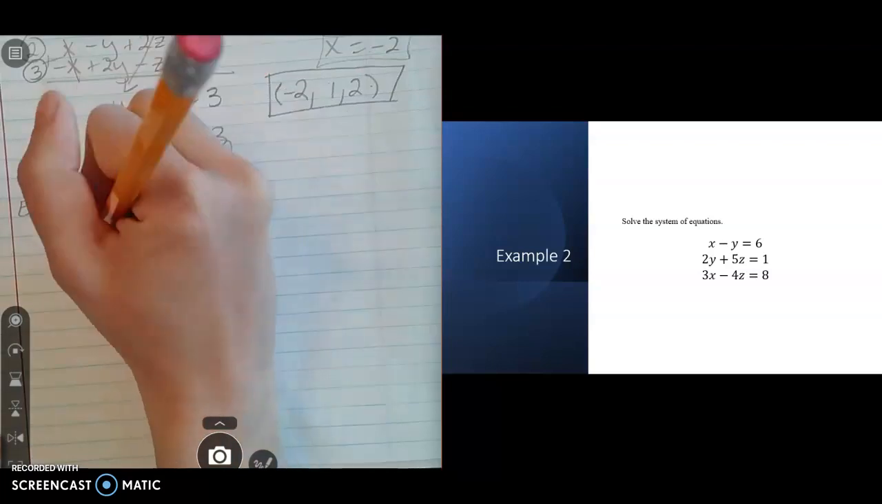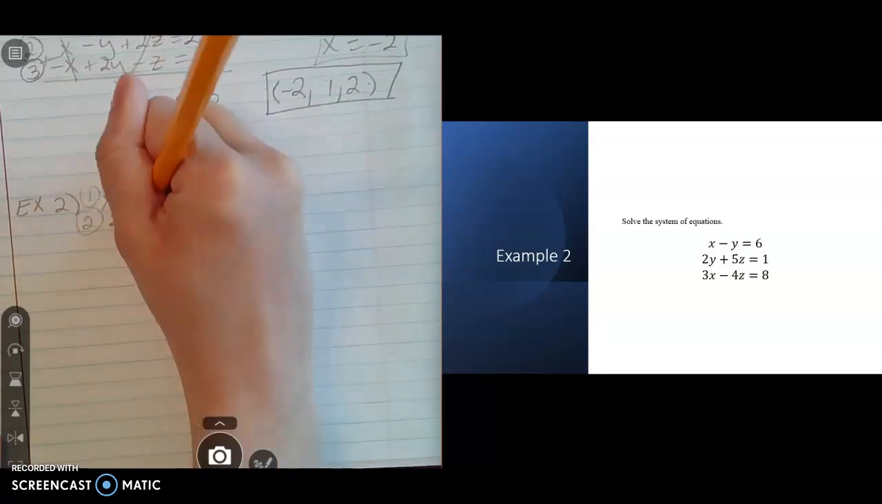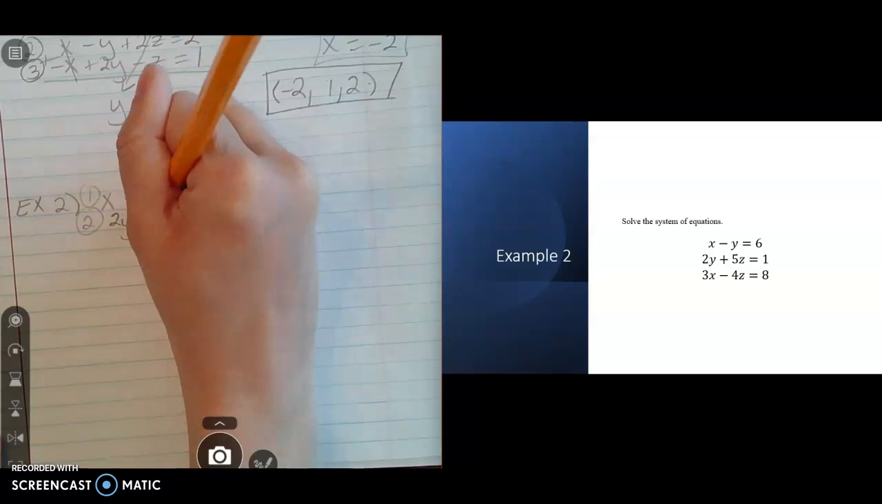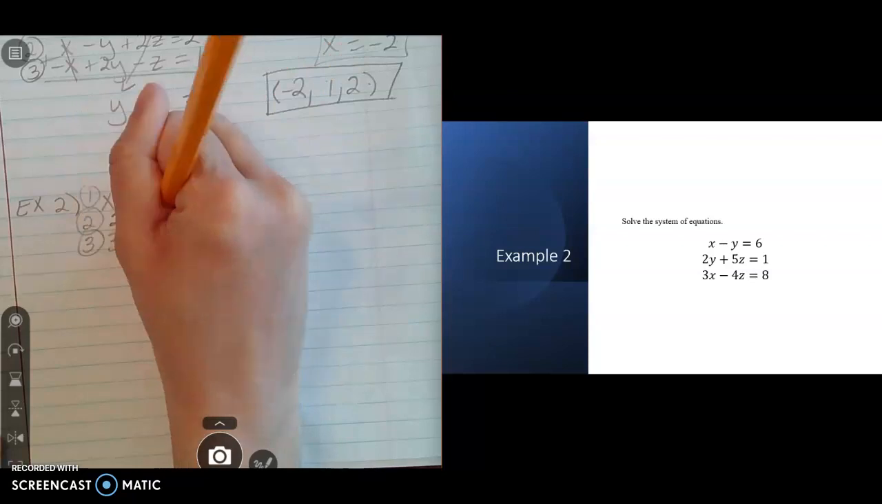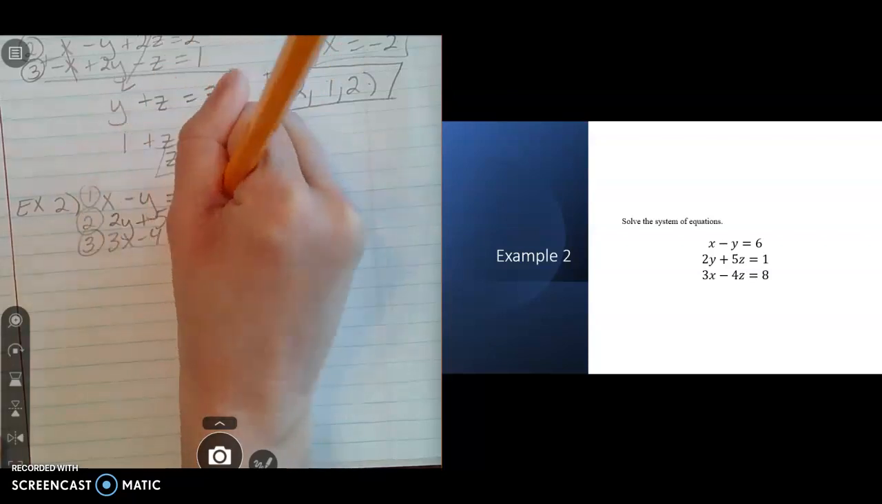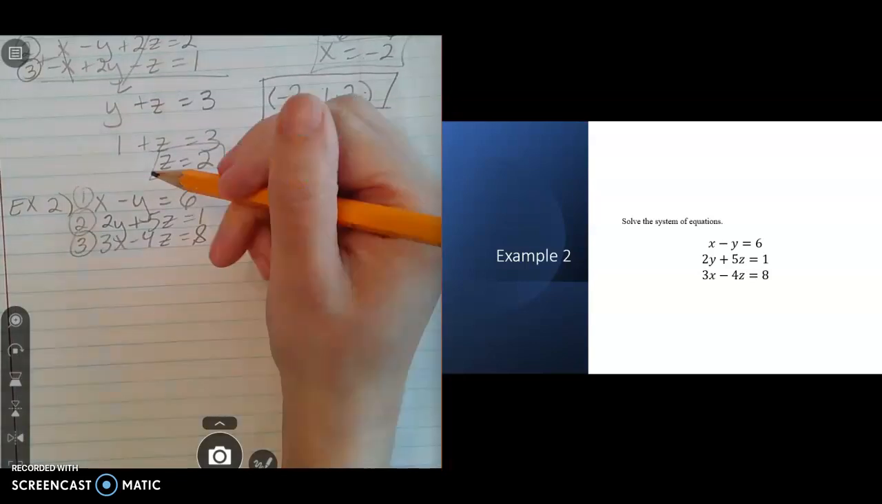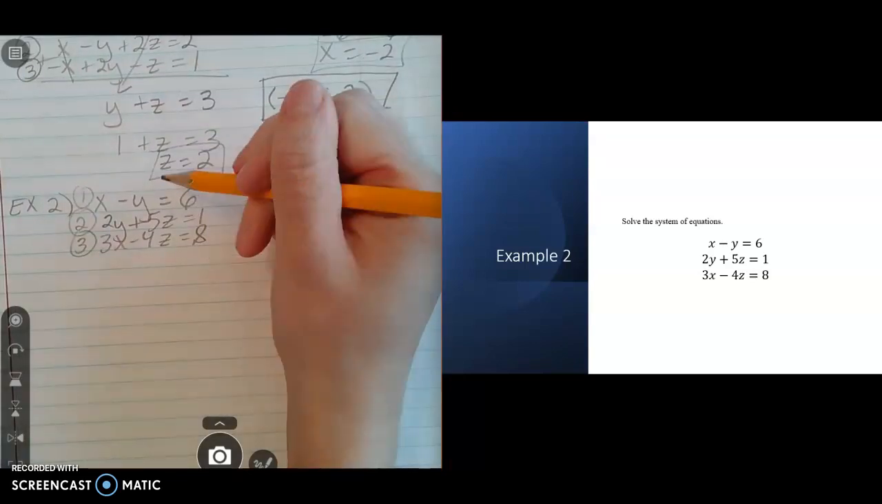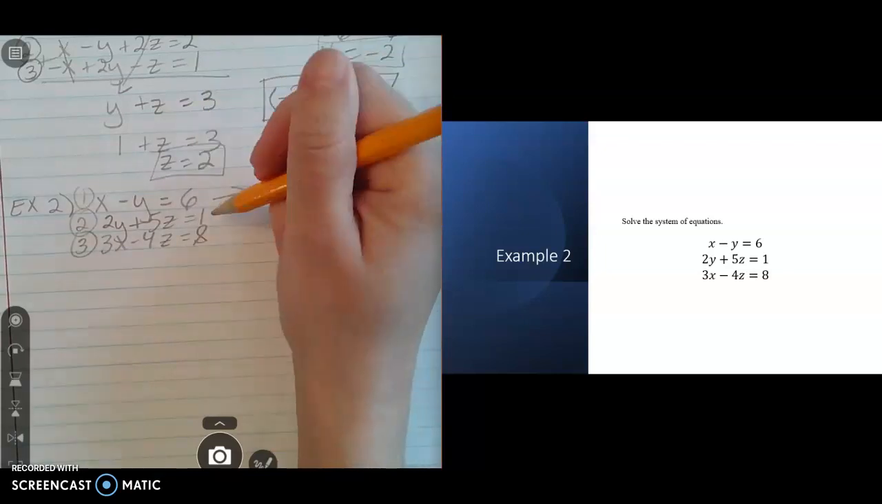So I've got x minus y equals 6. That's my first equation. My second equation is 2y plus 5z equals 1. And my third equation is 3x minus 4z equals 8. Alright. So how about we do some substitution, because each one only has 2 variables, and that just seems easier to do some substitution with for me.